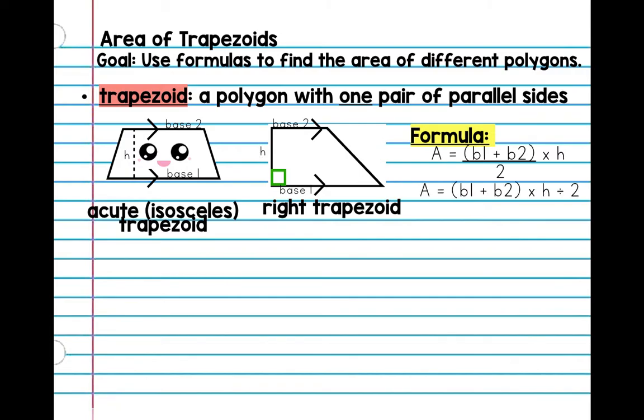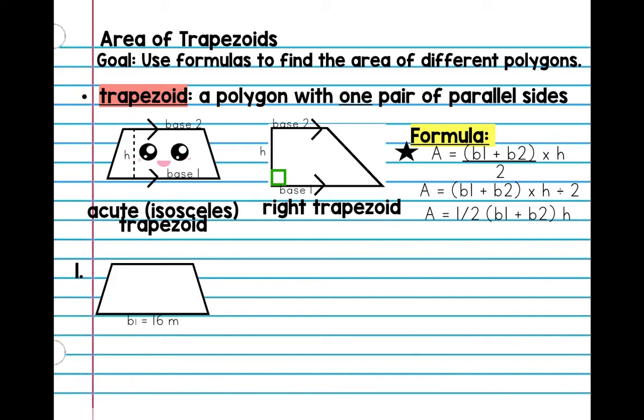Okay, so there are two other formulas. You can do base 1 plus base 2 times height and then divide the whole thing by 2. Or you can do 1/2 times base 1 plus base 2 times height. I'm just going to stick to the first one just because it's easier for me. But you can see which one works better for you and then fill that in with your dimensions.